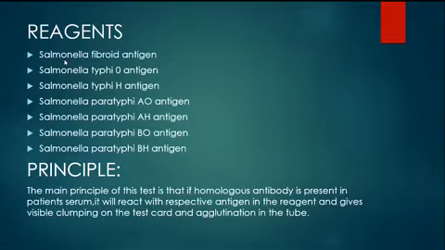Now the things that we need for the test: the reagents have all these antigens. As you can see, the antigens of the Salmonella typhi and paratyphi species. Then what is the principle? The main principle of this test is that if homologous antibody is present in the patient's serum, that means the patient is already exposed to that antigen and the antibodies have been formed, then it will react with the respective antigen in the reagent and give visible clumping on the test card and agglutination in the tube.